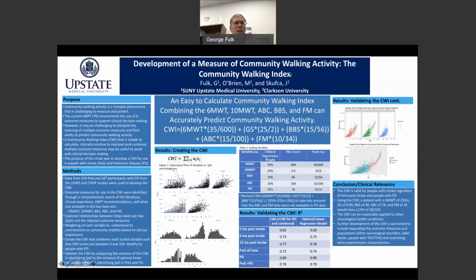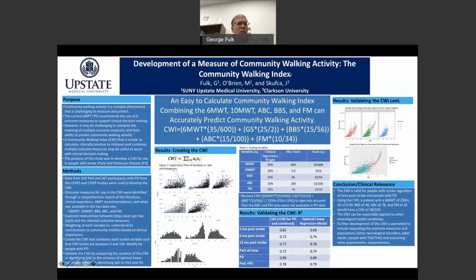We found that the CWI that combines the selected variables, with each outcome scaled based on its weight of clinical importance, is able to accurately predict community walking activity. Table 1 provides the weighting and scaling for each variable that is a component of the CWI.